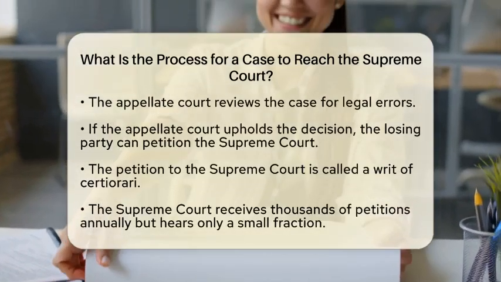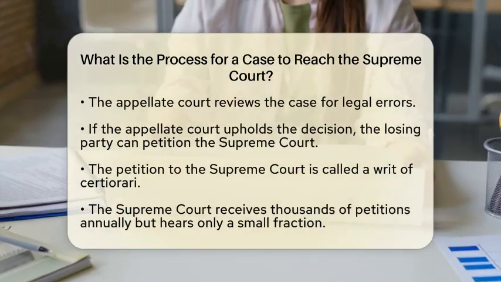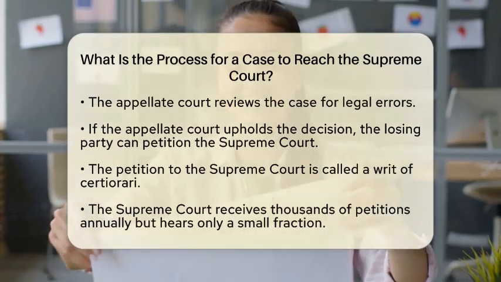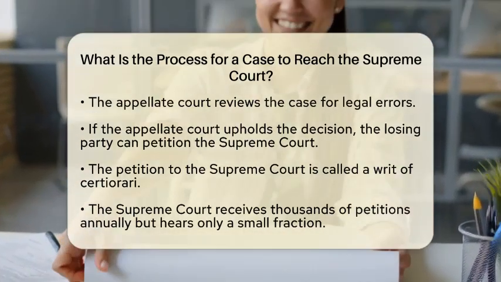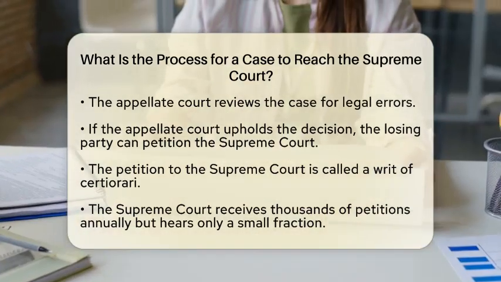If the appellate court upholds the lower court's decision, the losing party may then decide to petition the Supreme Court for a review. This petition is known as a writ of certiorari, which is a formal request for the Supreme Court to examine the case.